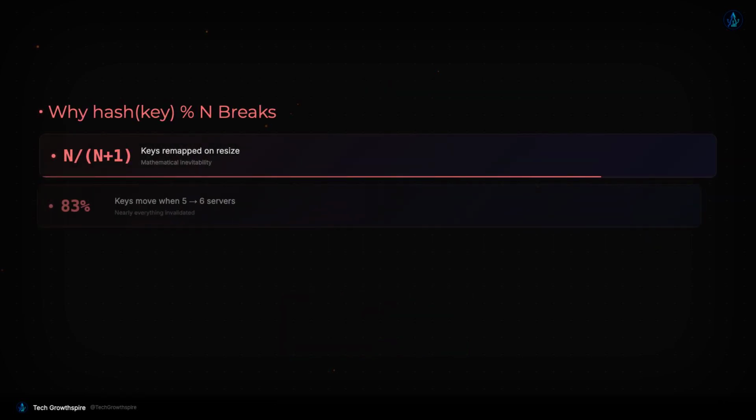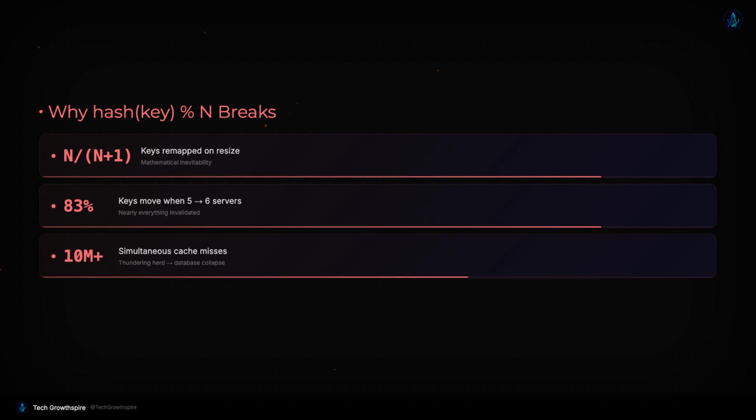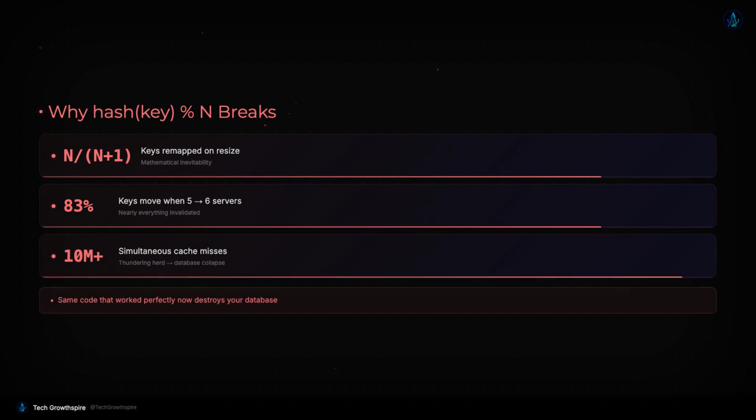Let's start with why naive hashing breaks. With modular hashing, you compute hash of key modulo n, where n is the number of servers. Key user 123 might hash to server 2. This works until n changes. Add one server, and the formula gives a completely different answer for nearly every key. Remove one server, same problem. The math is brutal. When you go from n to n plus 1 servers, on average, n over n plus 1 of all keys get remapped. That's 83% of keys moving when you scale from 5 to 6 servers. In a system handling millions of requests, this means millions of cache misses hitting your database at the same instant.